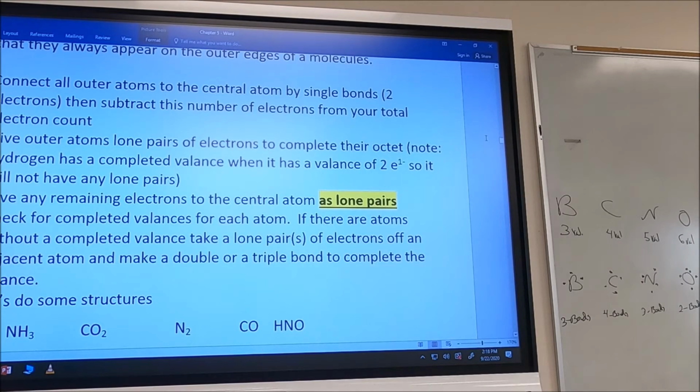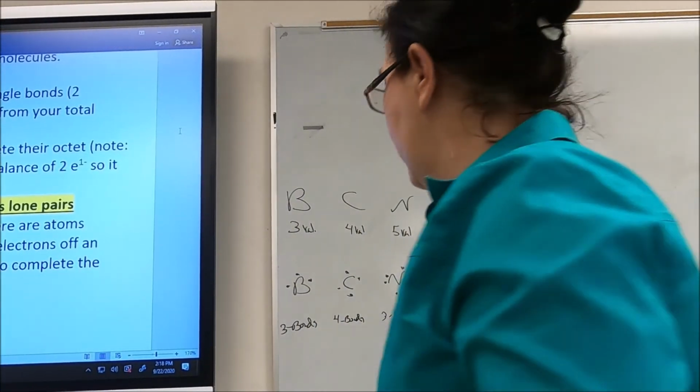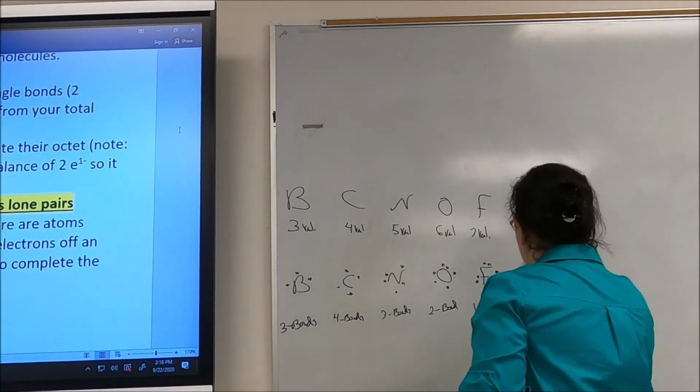Okay? Now, we're going to just try some structures. So I'm going to be drawing. You can leave that just where it is. Okay, guys.